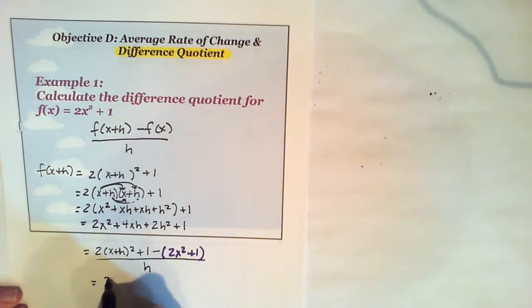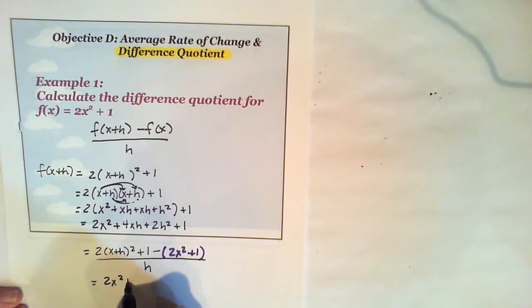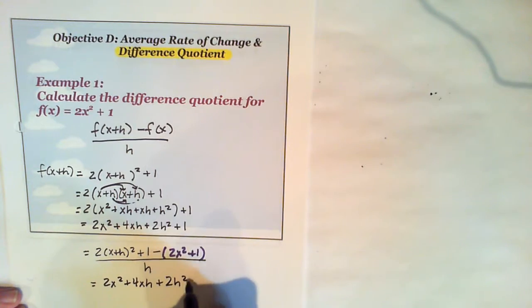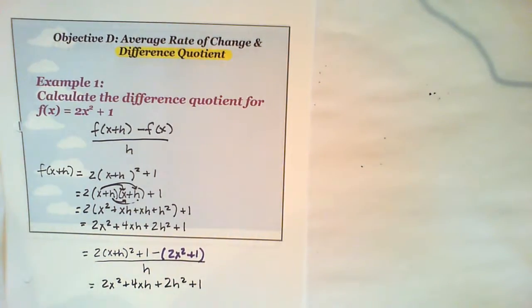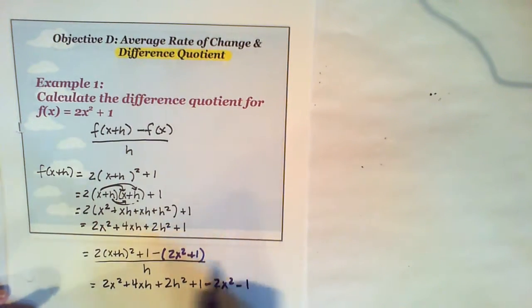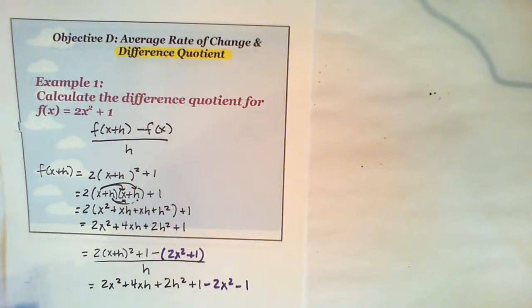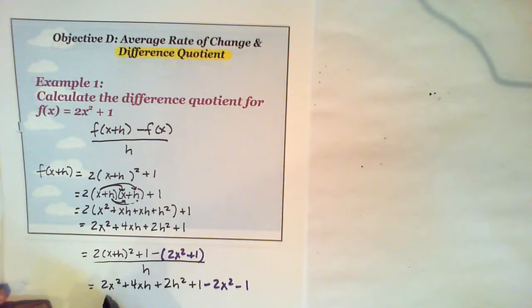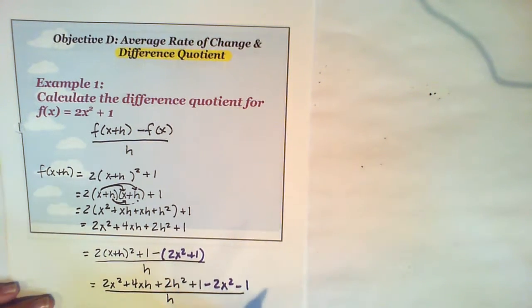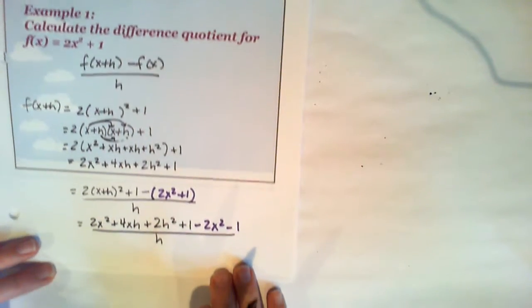So this is going to be 2x squared plus 4xh plus 2h squared plus 1 minus 2x squared minus 1. I have to distribute that negative. All over h. Scooch it up so you can still see.